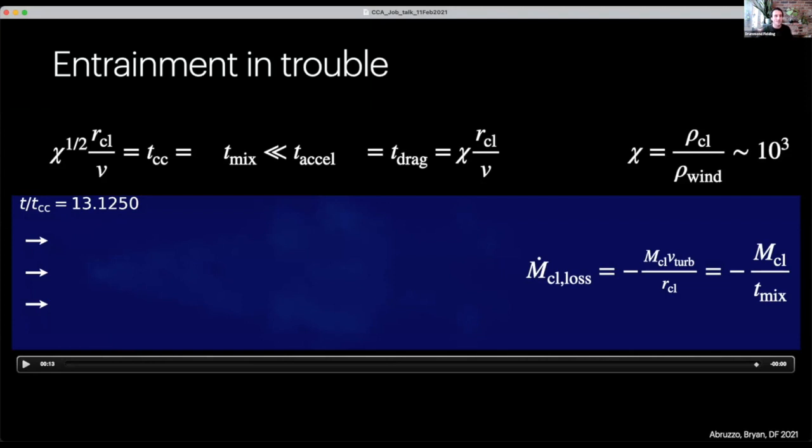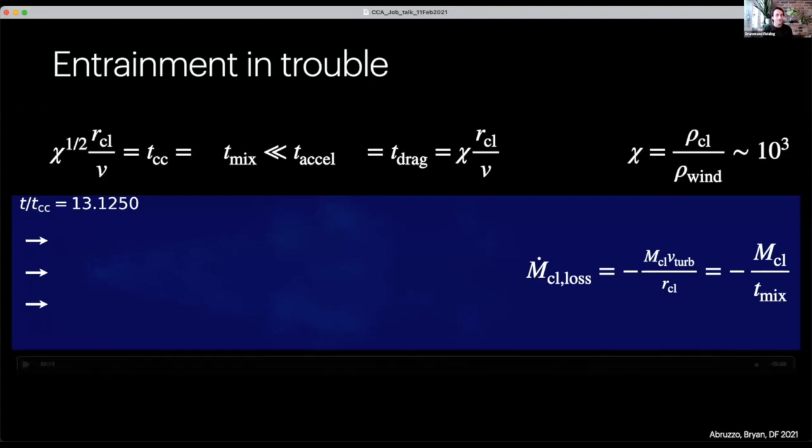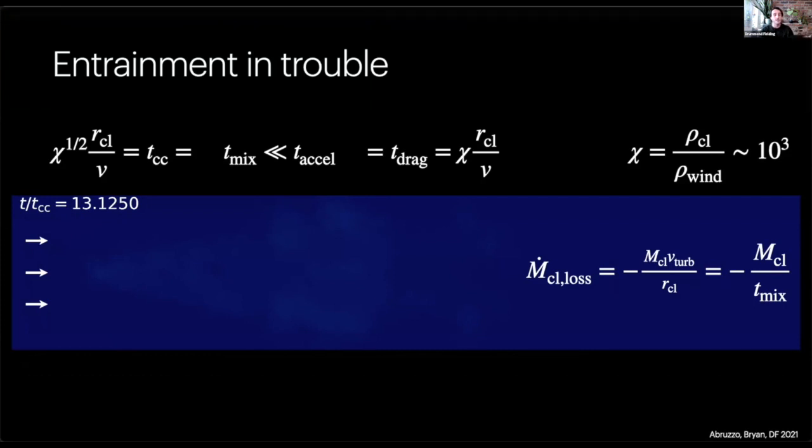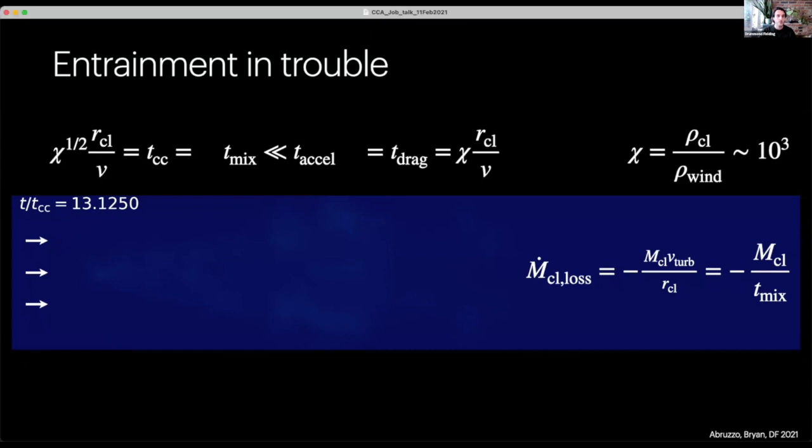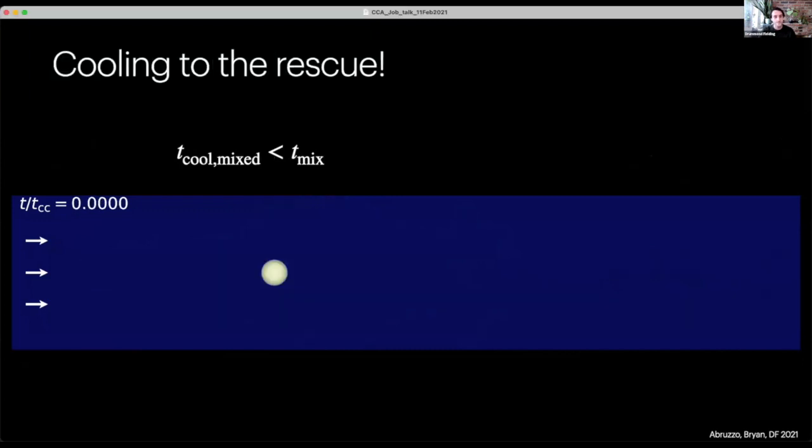So if this were the end of the story, this would be a pretty depressing talk, because what this says is that we don't know how to accelerate these clouds, but that's not the case. And the reason why is cooling. Cooling comes to the rescue.